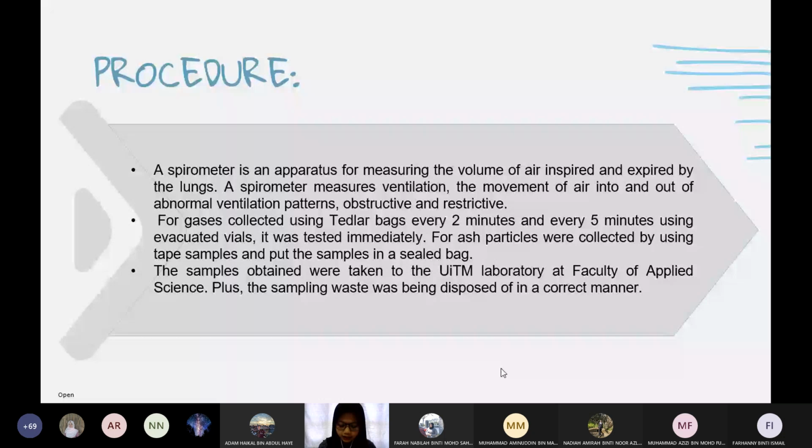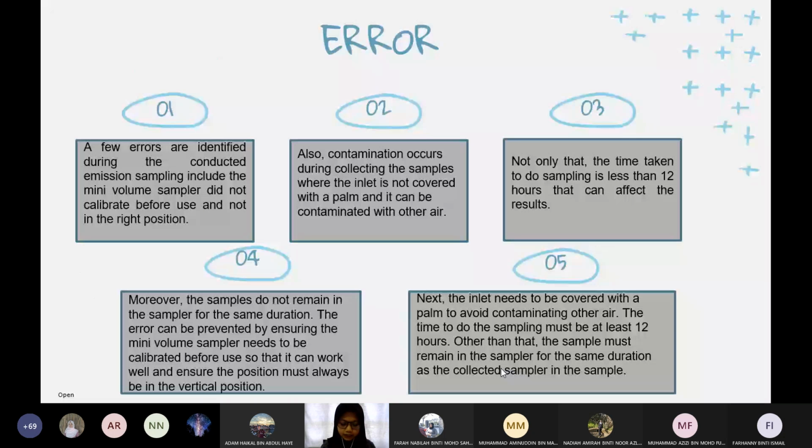Air particles were collected by using tape. Samples were put in a sealed bag. The samples then were taken to the UiTM laboratory, and the sampling waste, like used Tedlar bags, was disposed of in a correct manner after the sampling was done.